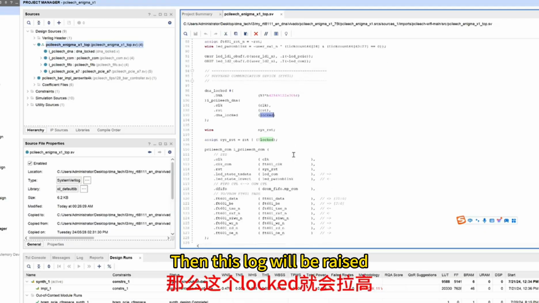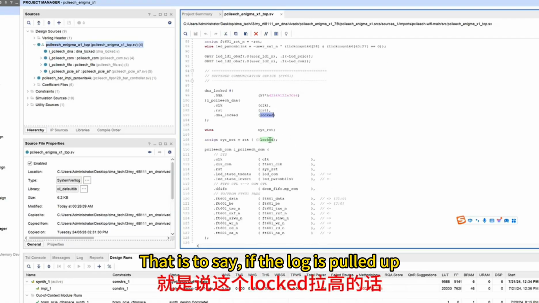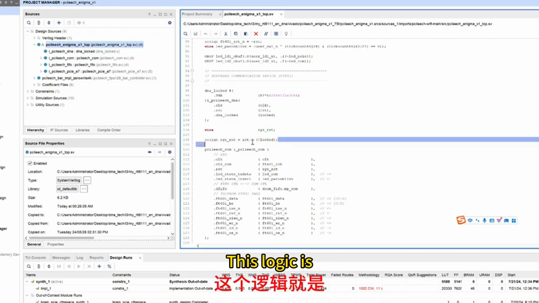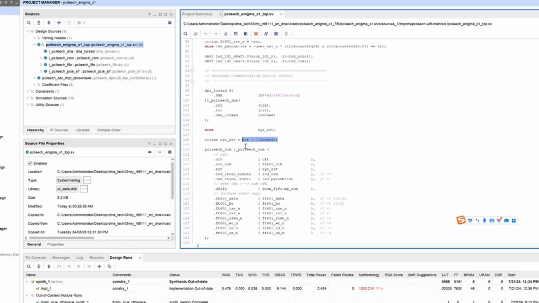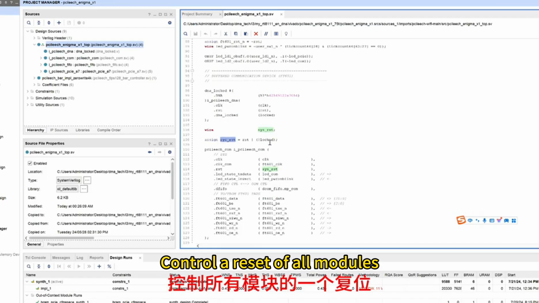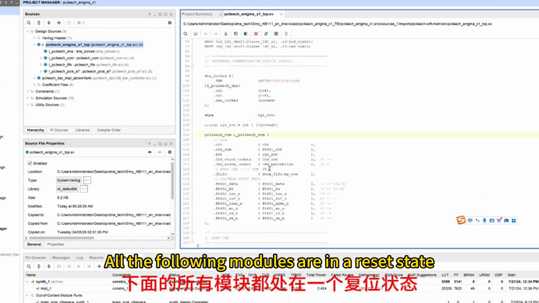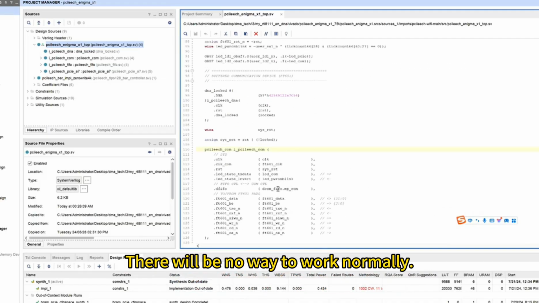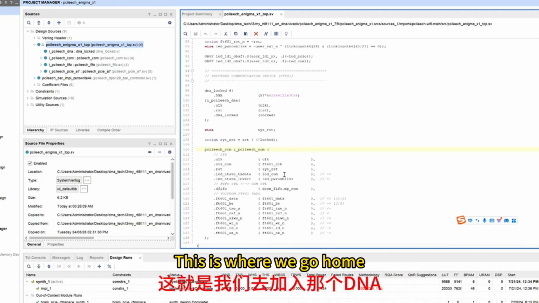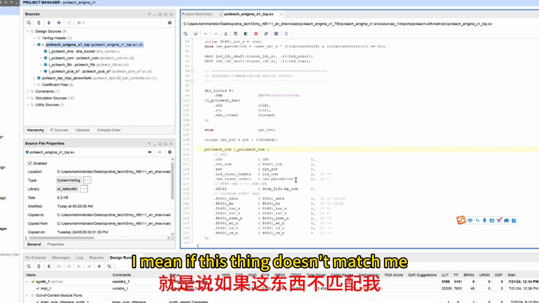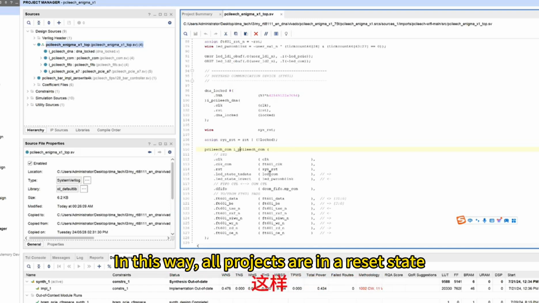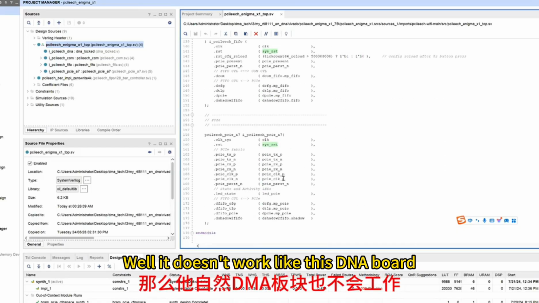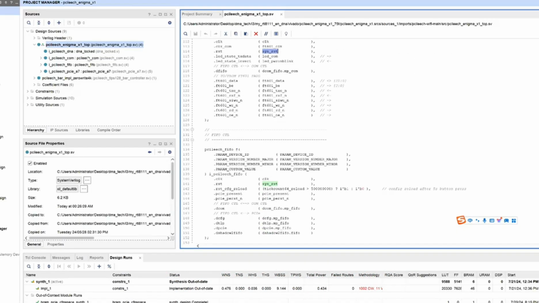If the value compares as normal, then this lock signal will be raised. If the lock is pulled up, it affects this logic, which controls the reset of all modules. If this lock doesn't go up, all the following modules stay in a reset state and cannot work normally. This is the logic of the DNA lock. If the DNA doesn't match, all projects stay in reset, so it doesn't work on another DNA board.